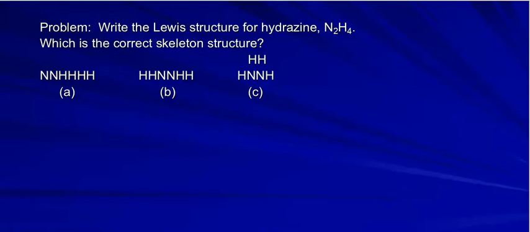So write the Lewis structure for hydrazine, N2H4. We have three possible skeletal structures, but since hydrogen has to be terminal, A and B are not going to work. C is the only structure that is going to work because hydrogen has to be a terminal atom.